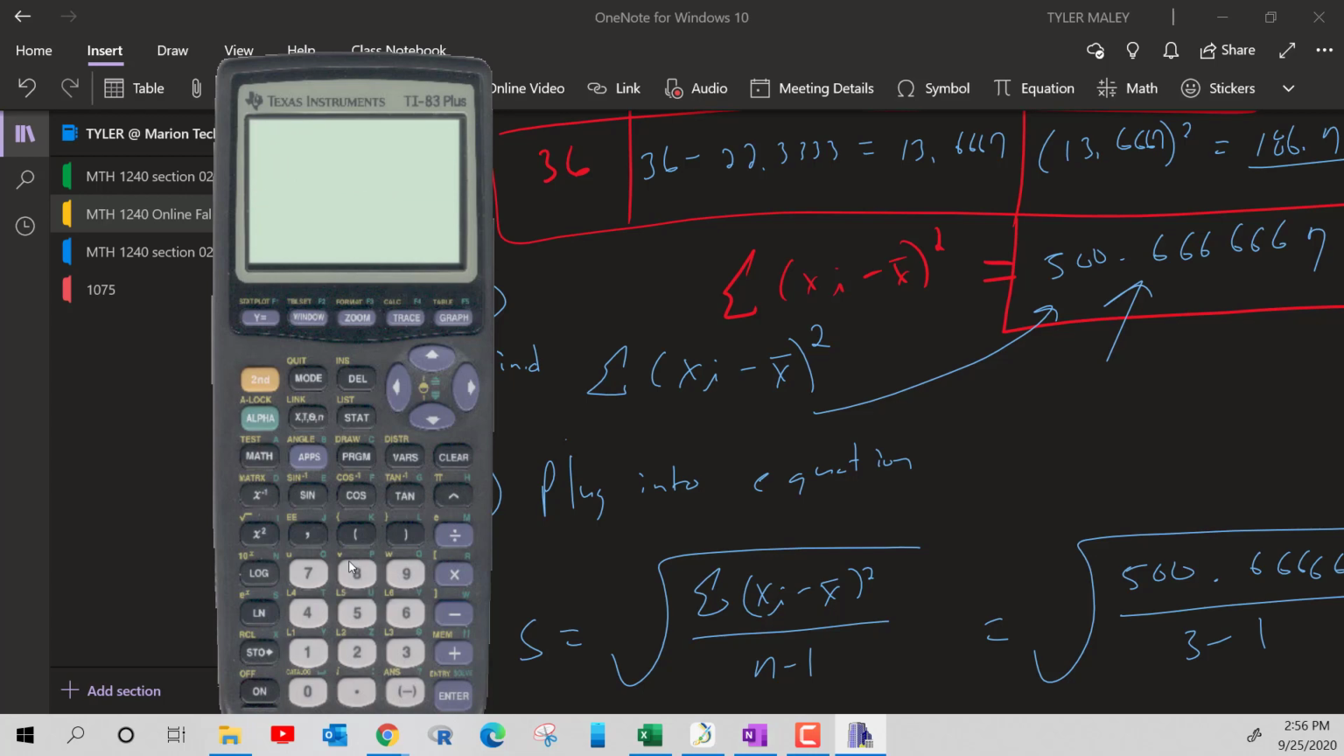Right, and I can take 500 point, and then 1, 2, 3, 4, 5, 6 sixes, and a 7, and then divide that by 2, right? So 3 minus 1 is 2. And then I need to take the square root of that answer, and I get 15.8219 roughly.